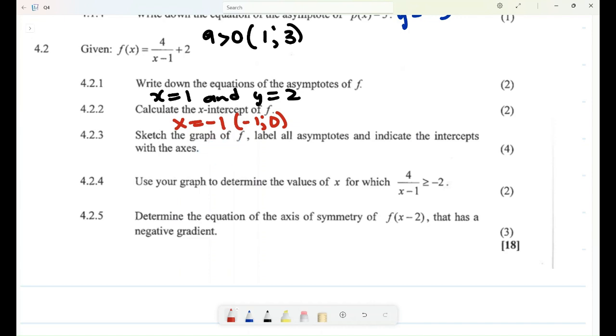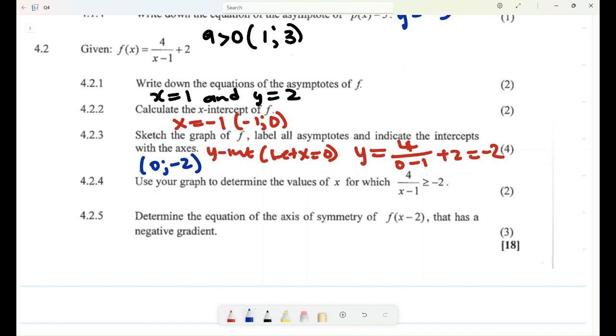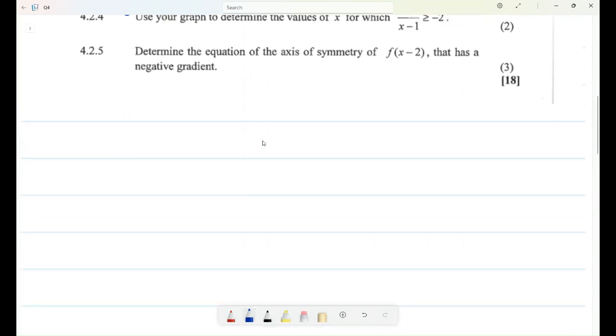For the y-intercept, I'm going to let x equal to 0. So y is equal to 4 over 0 minus 1, plus 2, which is equal to -2. So it means I have (0, -2) as my y-intercept. All right. Now I'm in a position of drawing.